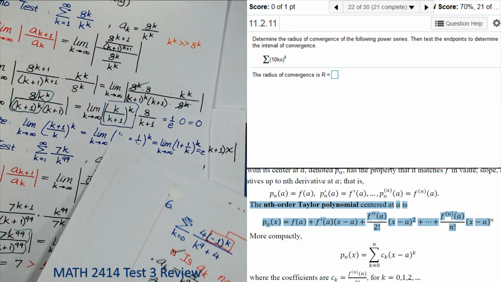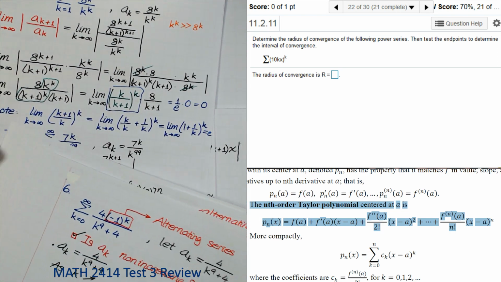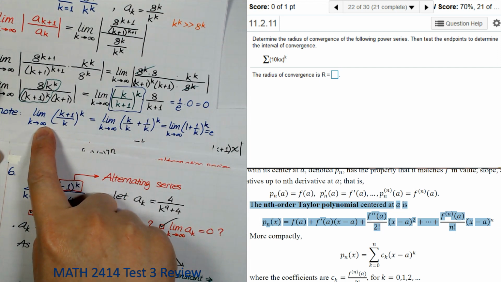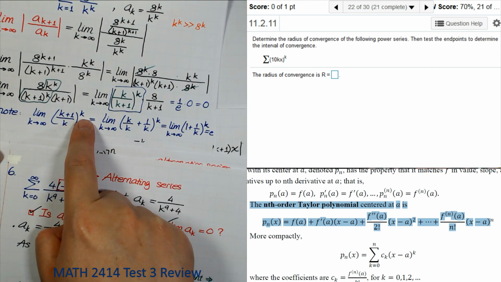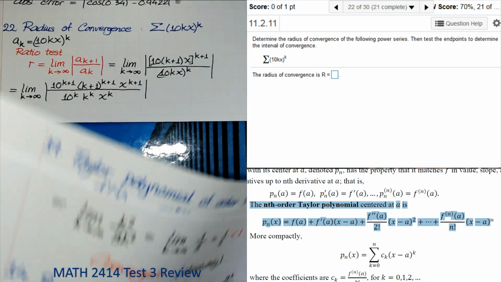Right, did we do this one before? Oh, here, k over k plus 1. Actually, we did not do that. Yeah, here. Limit of when k goes to infinity of k plus 1 over k to the k power. All of that equal to e.